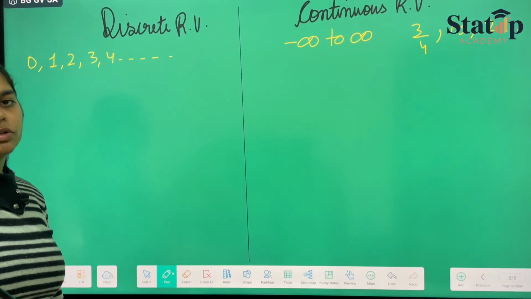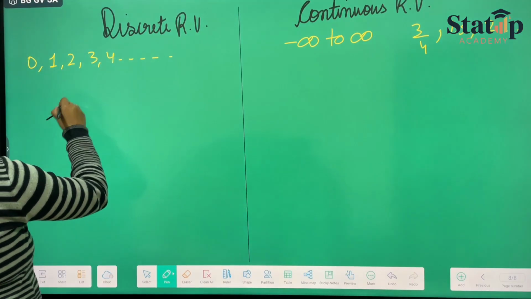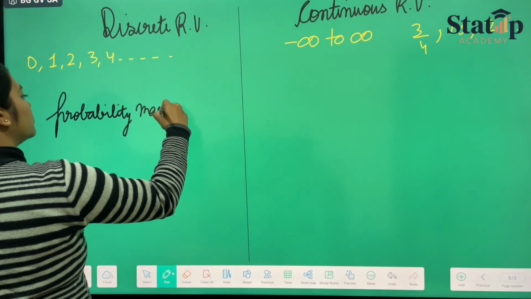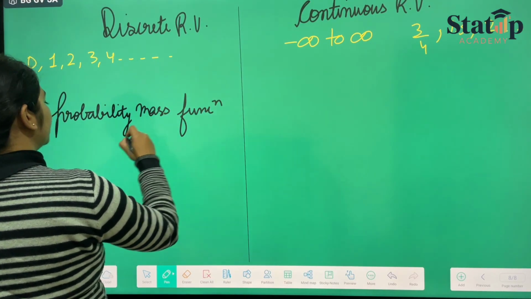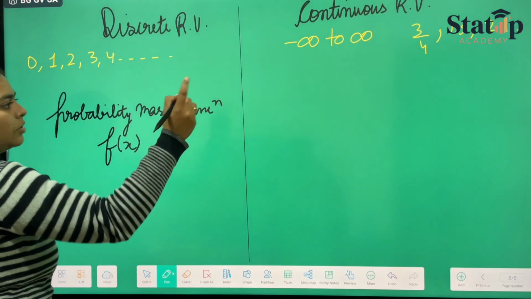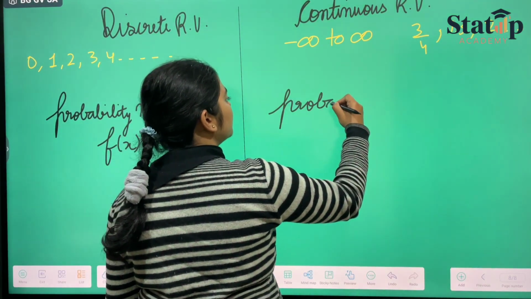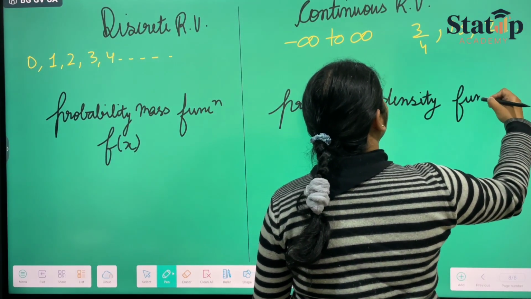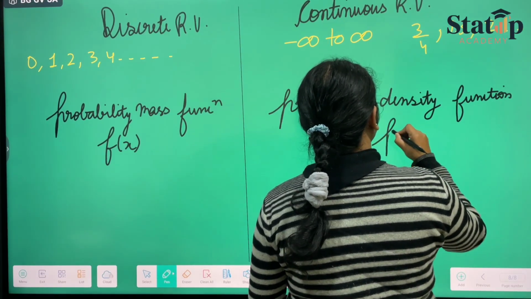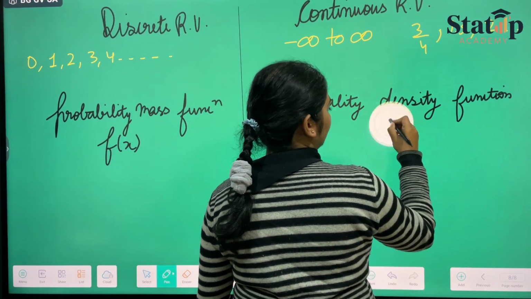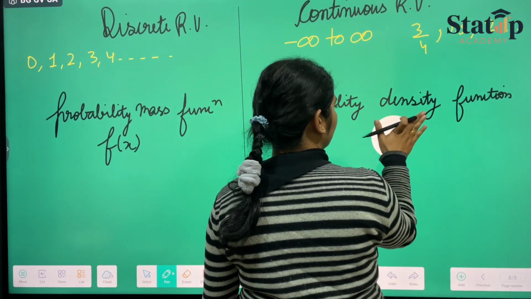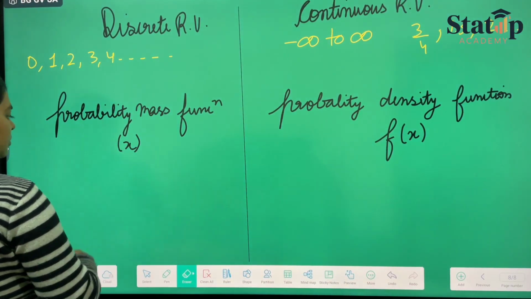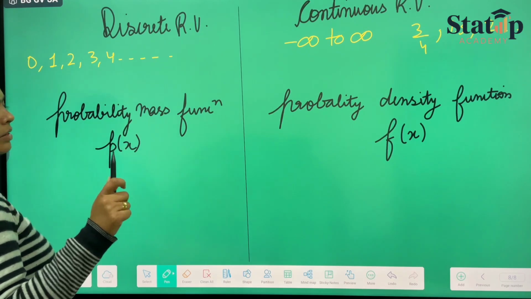Now, what are the probabilities of these random variables known as? For a discrete random variable, it is known as the probability mass function, represented by small p x. And for a continuous random variable, it is known as the probability density function, represented by small f x. There are two rules here.